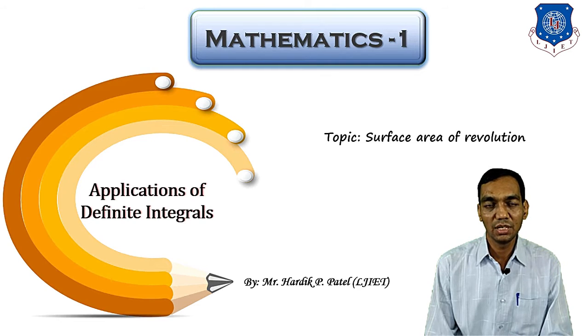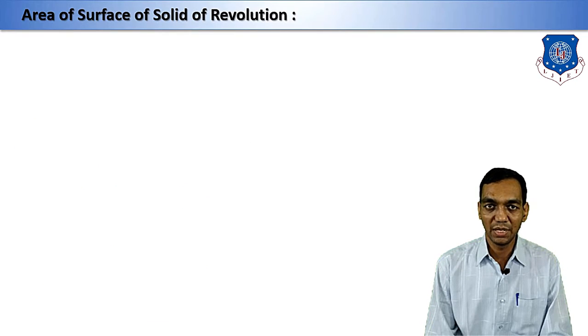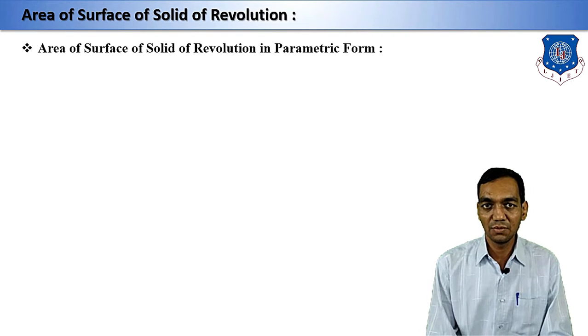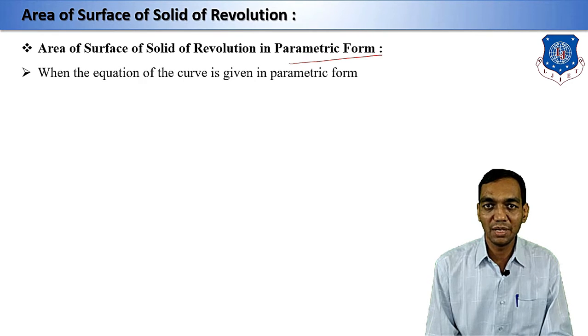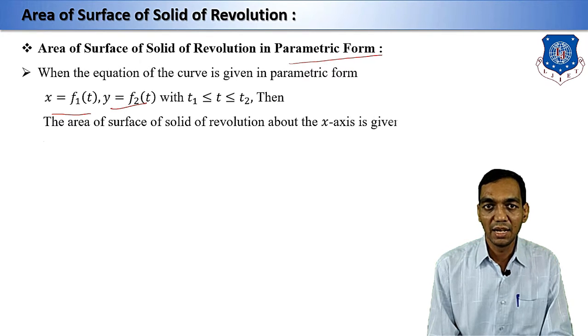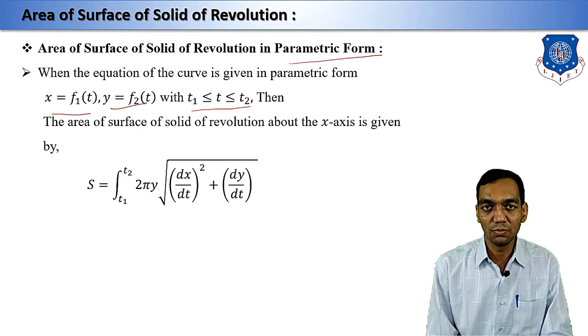Now today we are going to continue the surface area of a revolution in polar form and parametric form. So the first topic we are going to cover is the area of a surface of a solid of revolution in parametric form. That means you are given a parametric curve, and if you are going to revolve that curve about any axis, then the formula is given by, suppose you are given two parametric equations, x is equal to f1 of t and y is equal to f2 of t, and you are integrating between t1 to t2. That means the value of t is between t1 to t2.